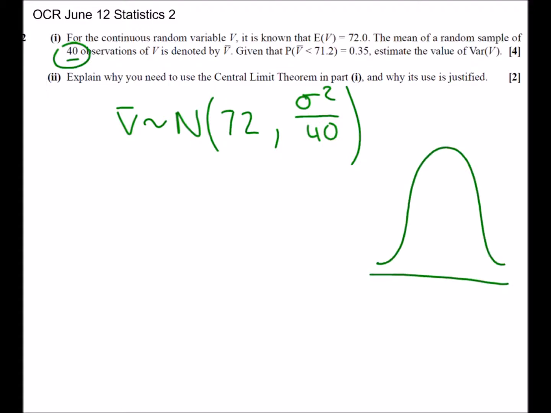So we have our curve. Again, I'm going to put my Z and my V bar for my normal distribution, and I know that my mean of Z is going to be 0 and my mean of V bar is going to be 72. The information we're given is that V bar is less than 71.2, or 71.2 is this side of 72, and we're told that this area here is 0.35.